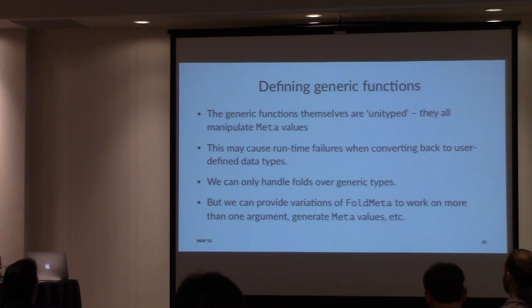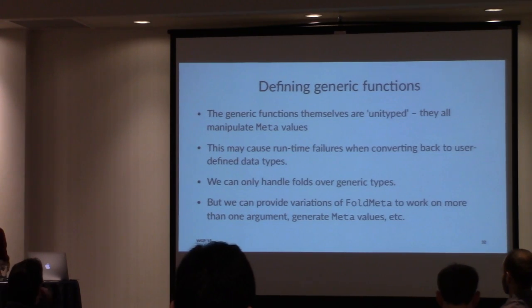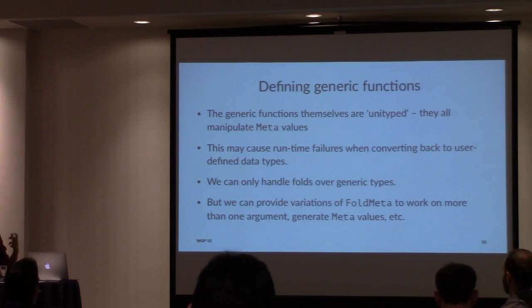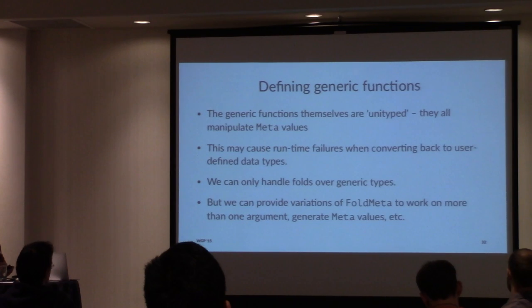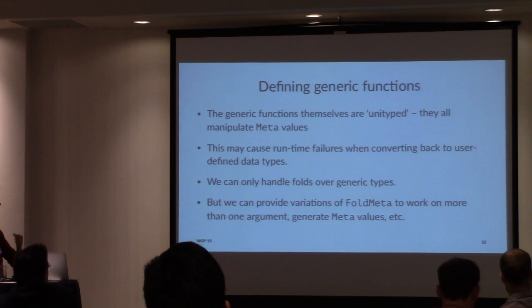So we can define these generic functions. They're really untyped. The generic functions themselves typically manipulate all kinds of meta values, or they're maybe unityped because everything has type meta. And in particular, it's very easy to make mistakes. Suppose we have this GMAP function and we have an instance for the constant string. If we return the constant which is storing an int and then cast that to meta, it'll type check. It'll be perfectly fine. But then when we try to convert it back to a user-defined data type, we'll get a runtime error because there'll be an int there when we were expecting a string.